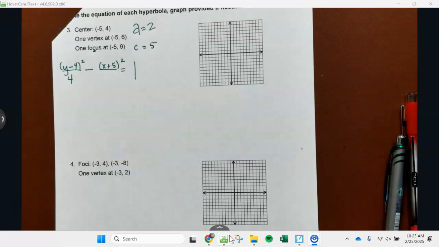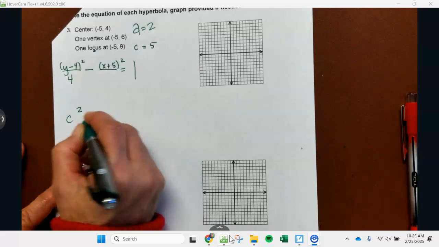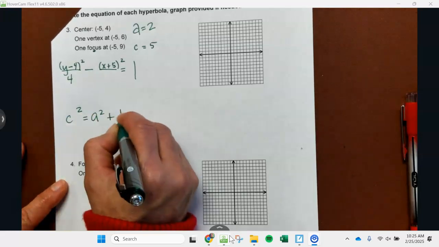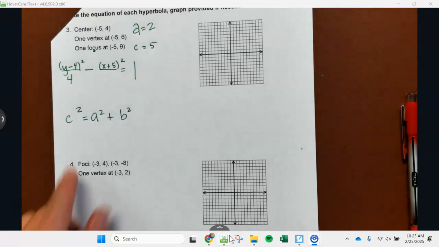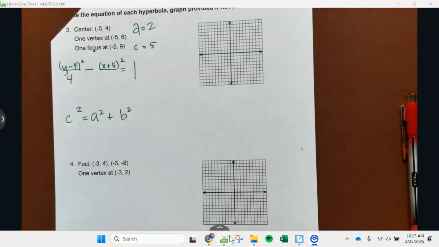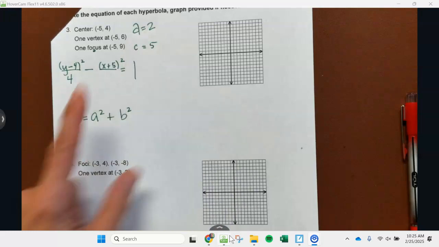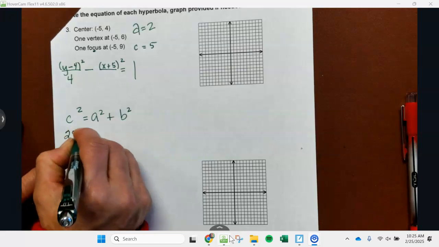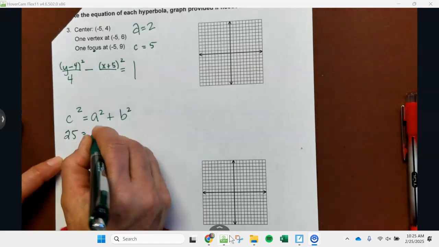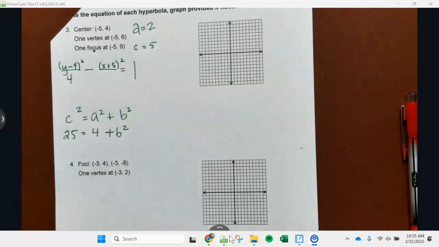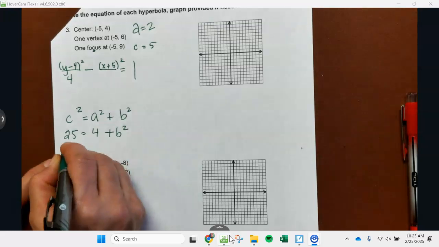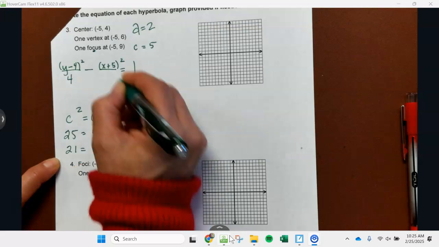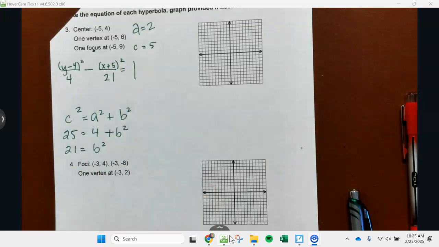However, if y'all remember, c squared equals a squared plus b squared for hyperbolas. So we're going to have to use our other tools here to get the final piece for the equation. Regular c was 5, so c squared is 25. We already have a squared. We just wrote it right there. And when we subtract 4 from both sides, that's going to be the final piece for the equation. So we know that 21 is that other denominator, and that's it.